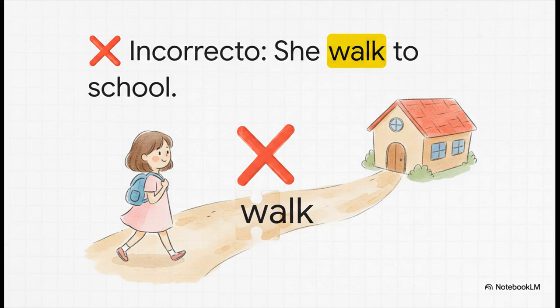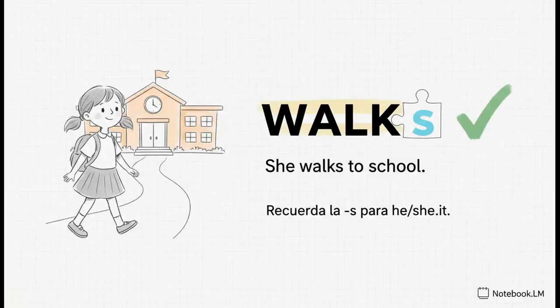Okay, here's mistake number 1. Saying she walked to school. It's so easy to forget that little s at the end of the verb when we're talking about he, she, or it. And here's the fix. She walks. That s is the signature of the third person in the affirmative present simple. Don't let it get away.